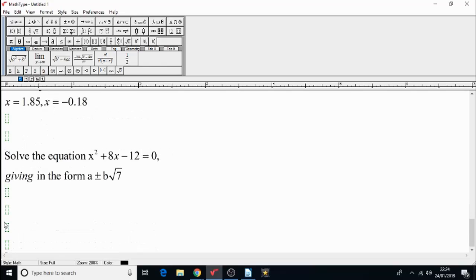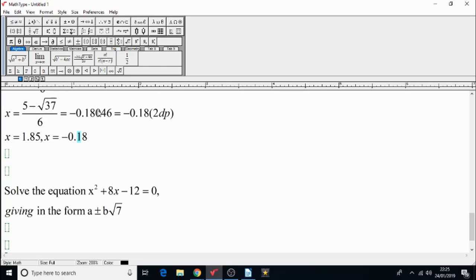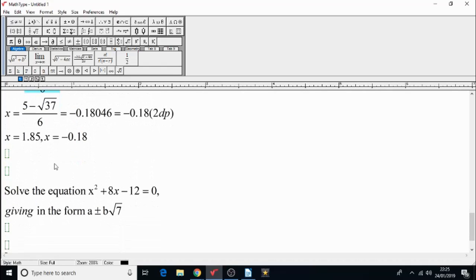Solve the equation x squared plus 8x minus 12 is equal to 0, given in the form of a plus or minus b square root of 7. So this time you can leave it in this form. So it saves you the extra step we did before, where we'd find out the actual solutions and what decimal place it is. You can now just leave it in this form. That's what the question is asking you.